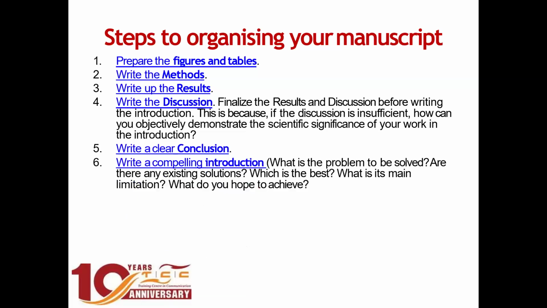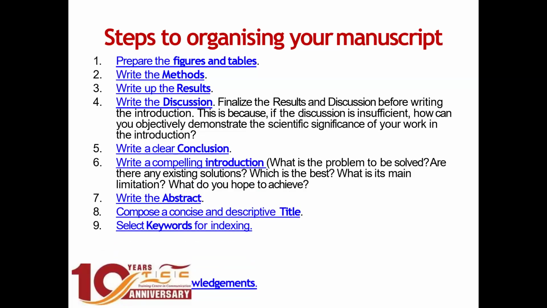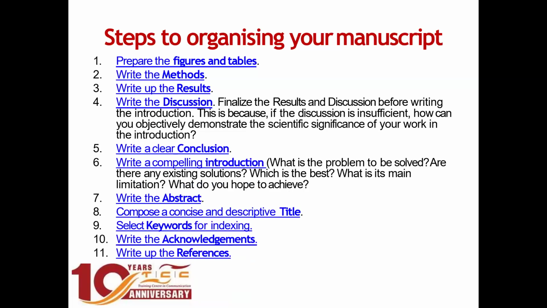It is only here that you can now do a compelling introduction, because you now have the methods, the results, the discussions, and a conclusion. So it means that if you are now introducing this paper, you know enough information on how best to introduce it. Then write the abstract, compose a concise and descriptive title, select keywords for indexing, write the acknowledgements, and then write up the references. Basically, this is what I would advise you to do.